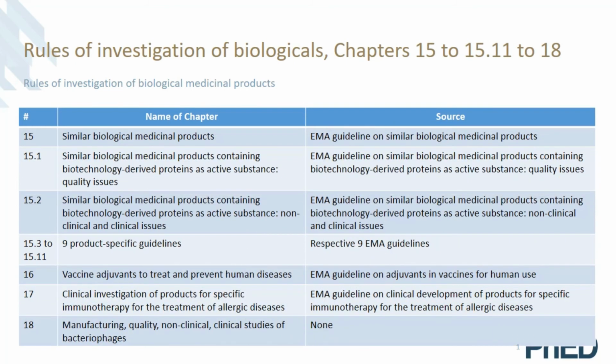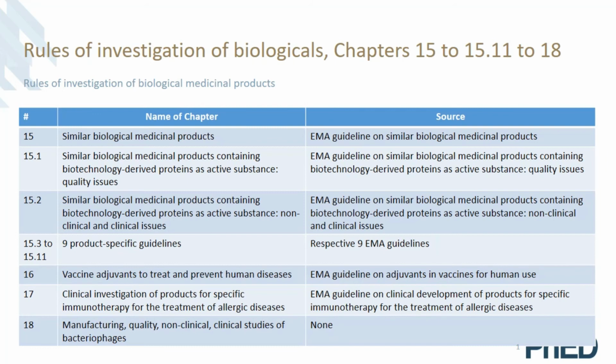Chapter 15, including subchapters 15.1 to 15.11, contains regulations and technical information on biosimilar medicinal products. Chapter 15 corresponds to the EMA guideline on similar biological medicinal products. Chapters 15.1 and 15.2 correspond to the respective EMA guidelines on quality and non-clinical and clinical aspects of biosimilar products. Chapters 15.3 to 15.11 contain product-specific guidance and correspond to the 9 respective product-specific EMA guidelines.